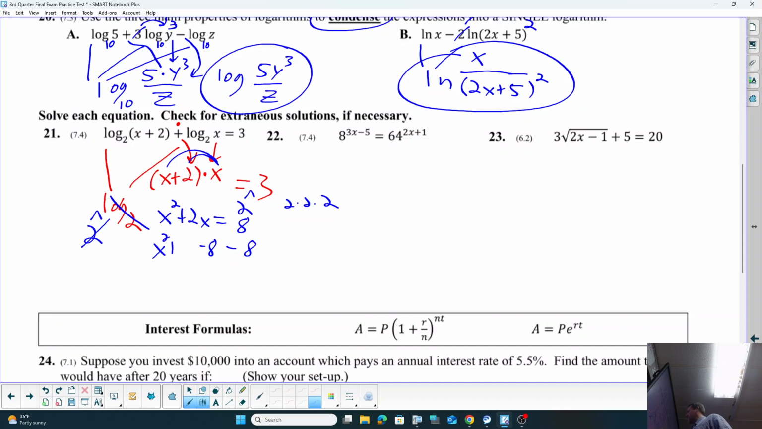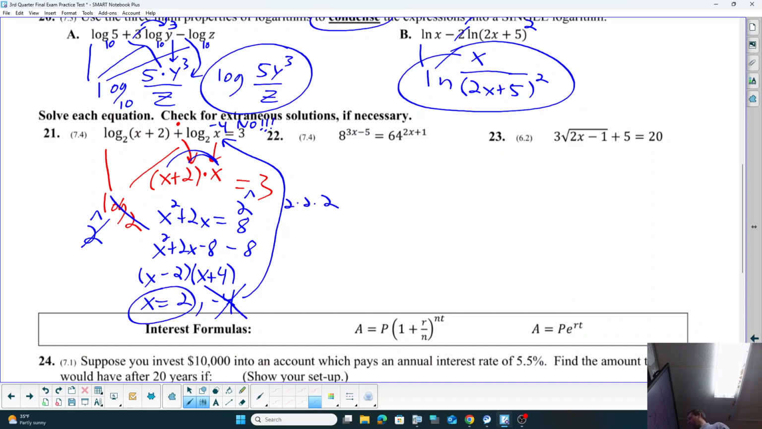Do you remember how to do these? And we go ahead and factor it. So 2 times 4 is 8, plus 4 and a minus 2. So then we get x equals positive 2 and negative 4. But you can't do log of a negative 4. No, no. So that one does not work. So just x equals 2 for that one.